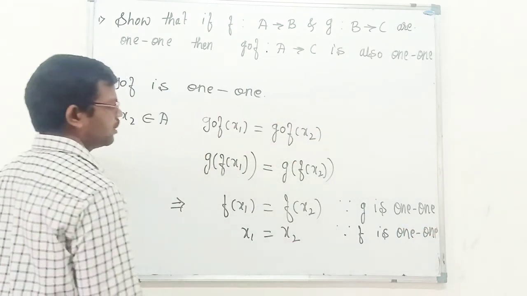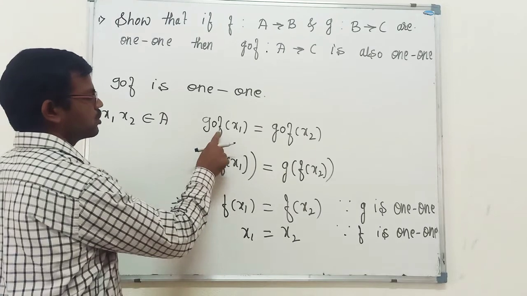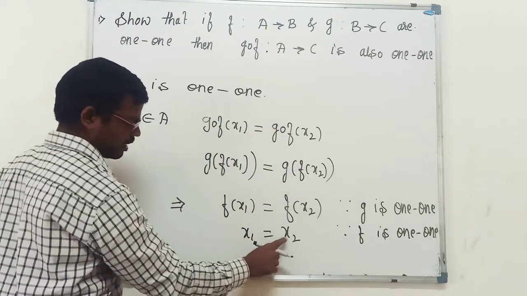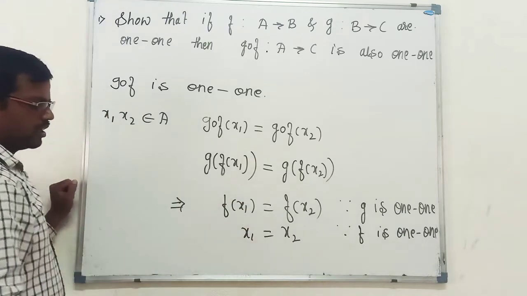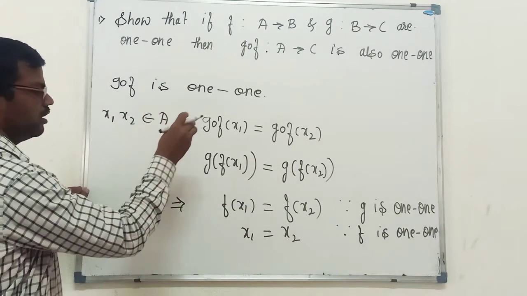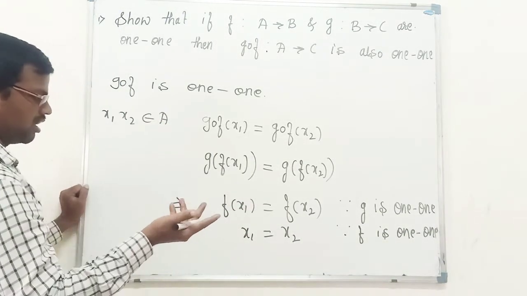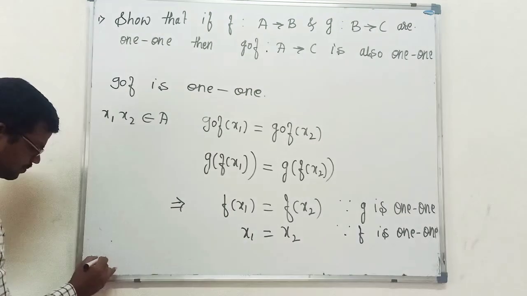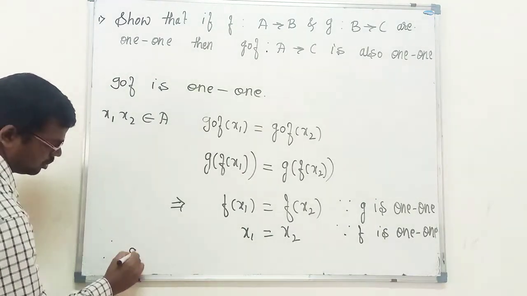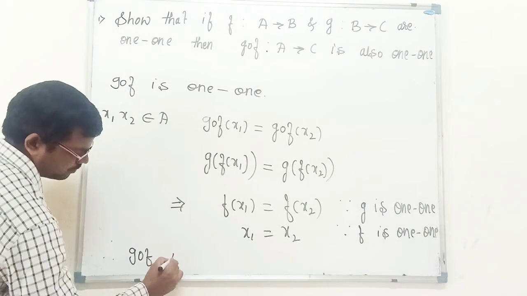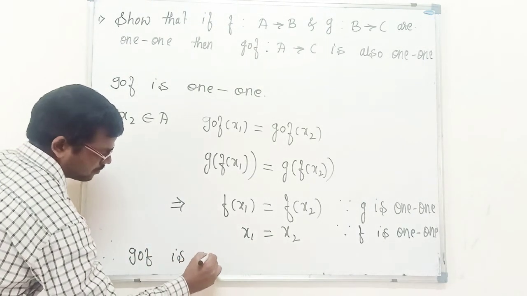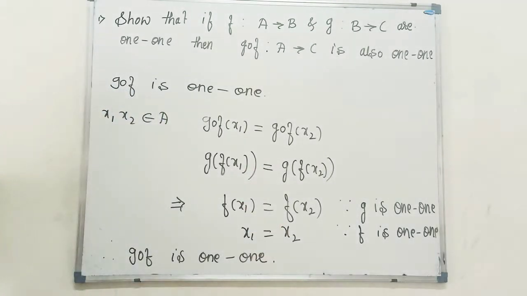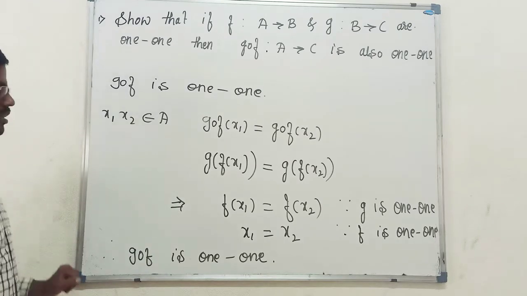So we considered the composition of the two functions, the images are equal, and we got that the elements are equal. Then we can say that if equal images give equal elements, that function is 1-1. Therefore g composition f is 1-1. So it completes the example.